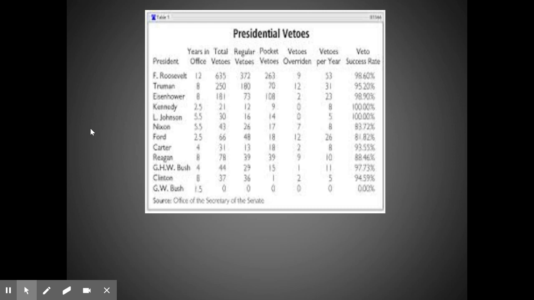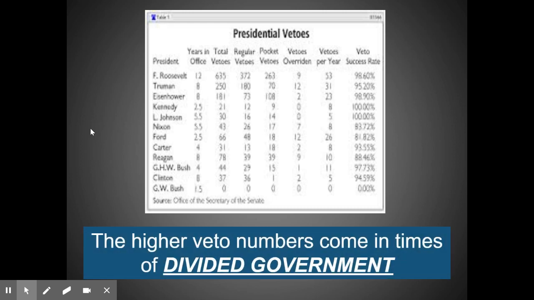If you look at this, it's just a brief list, not all the presidents and presidential vetoes. You'll notice that it shows you the president, how many years they served in office, and the total number of vetoes that they essentially did. And then it shows you how many of their vetoes were actually overridden. You'll notice that some presidents have a lot more veto numbers than others.